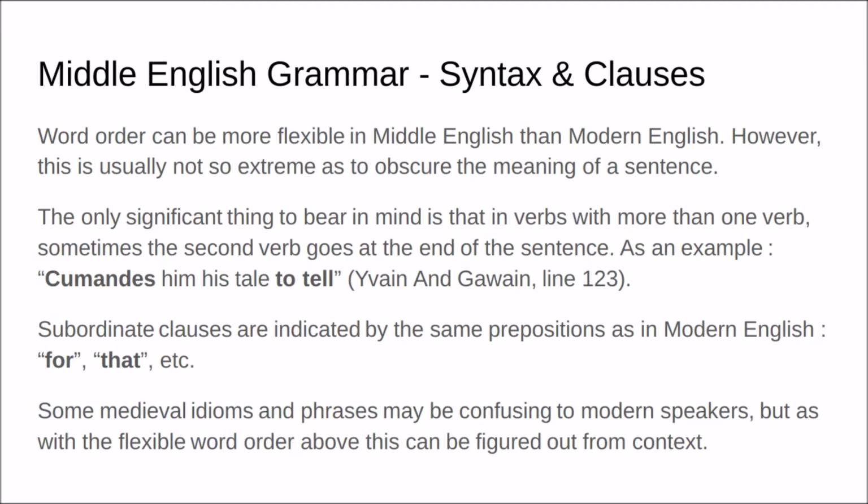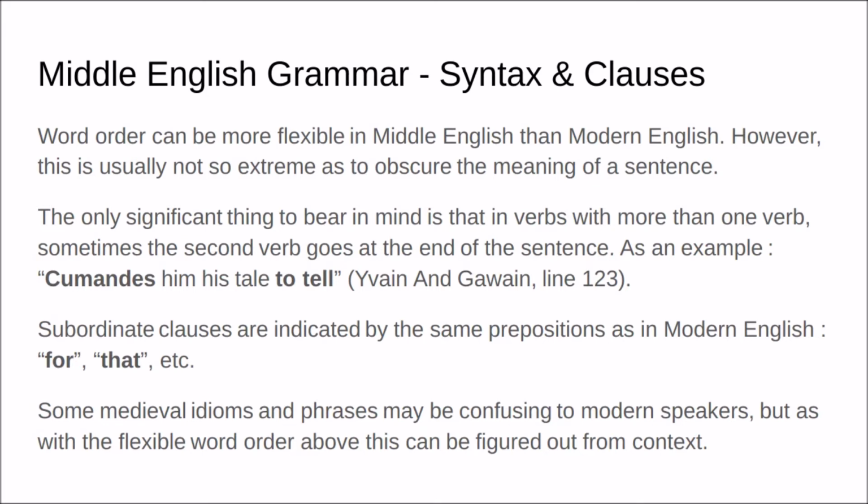So as an example, "commanded him his tale to tell" in Yvain and Gawain, line 123, has two verbs, commanded and tell, and the last one of course is at the end. But as I said before, normally this is fairly intuitive and you can figure out what it means. Subordinate clauses are indicated by the same words as we use in modern English, like "for" or "that".